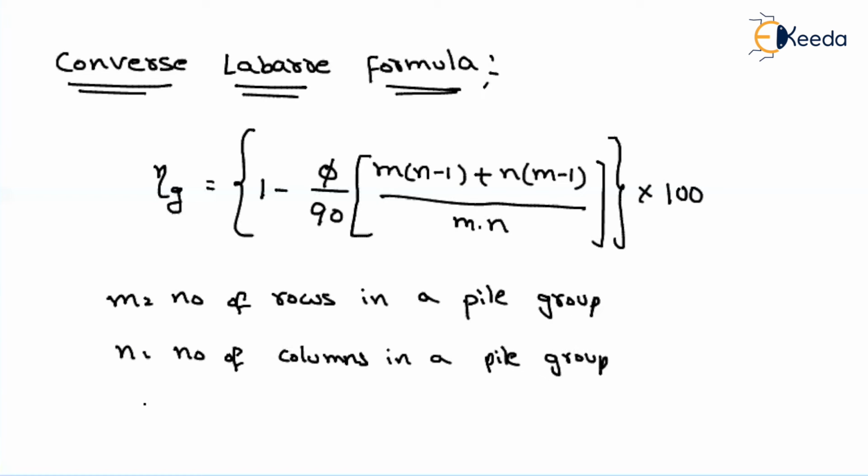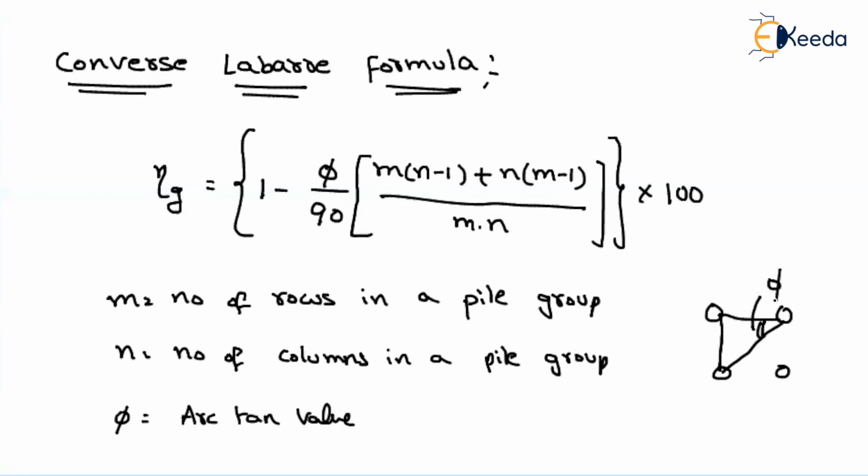So what about the remaining value phi? Phi is nothing but an arctan value. That means suppose you have 4 piles here, and you are considering successive piles along the row and column, so the angle is nothing but arctan, that is, tan inverse of the diameter divided by the spacing between these two. How to find this value, we'll see in the problems. As of now, just remember phi is nothing but an arctan value. So this is the efficiency of the pile group.